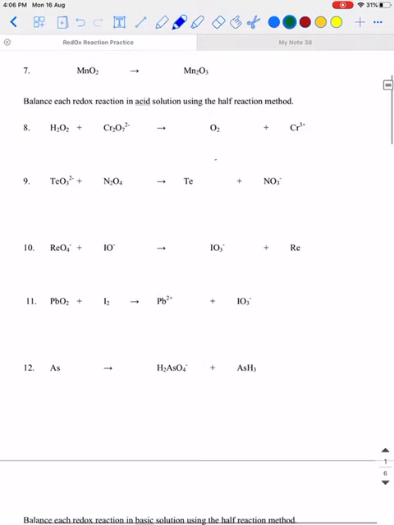Let us start. We will start solving number 10. Balance each redox reaction in acidic solution. So, number 10, let us write it and see how to balance it in detail. We have ReO4 minus plus IO minus to give IO3 minus plus Re.